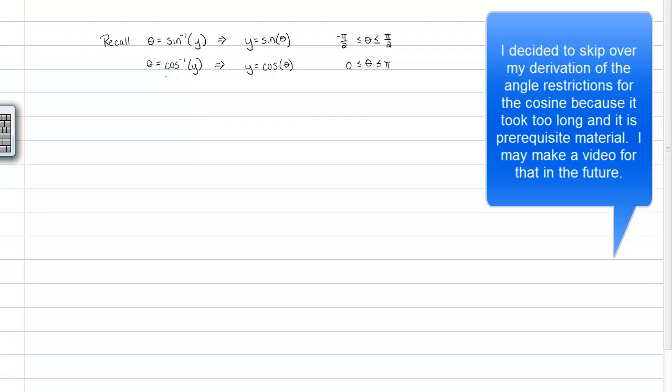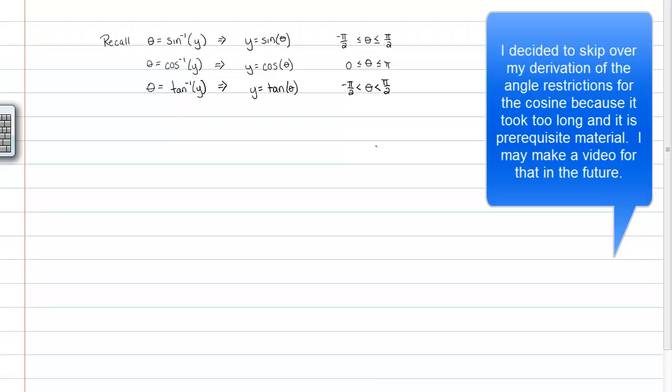The tangent inverse is the same argument. If you draw that out, you will see that your angles have to be restricted between negative pi over 2 and positive pi over 2, not including the endpoints because of vertical asymptotes. Now, this is all fine, and you recall this from trigonometry.